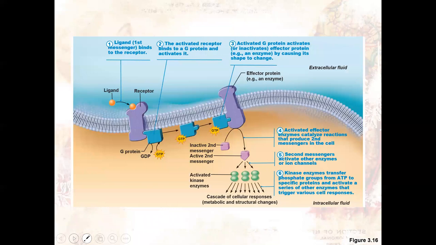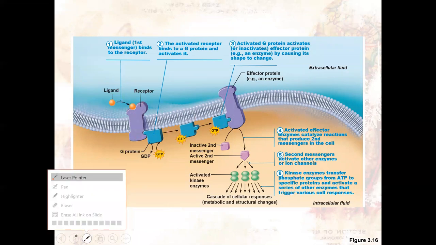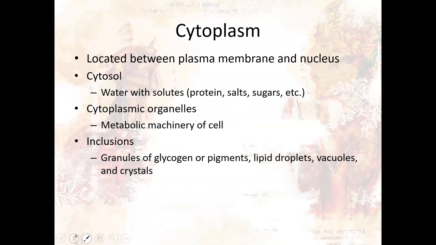Here is a G protein linked receptor where the ligand, the first message, the chemical signal, binds to its receptor and sets off this chain reaction in the cell. Now, everything inside the cell membrane is in the cytoplasm. So the cytosol is like the juice, and we've got all these organelles.